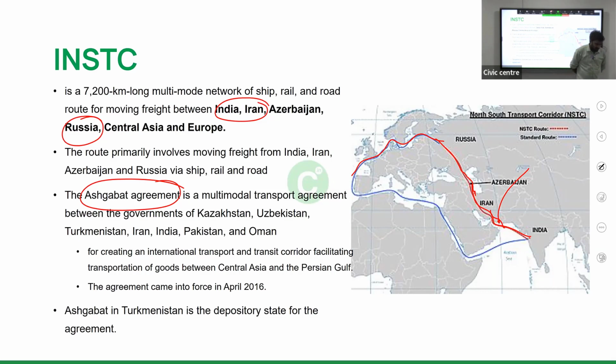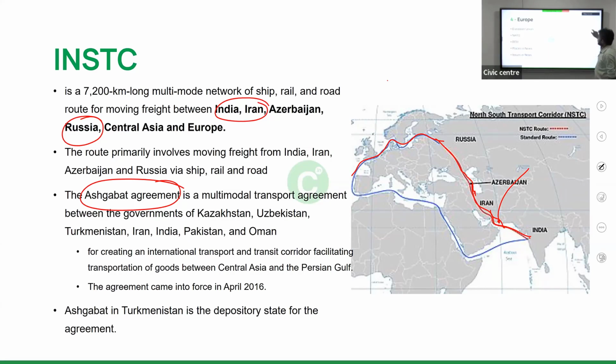Ashgabat is the capital city of? Yes, Turkmenistan. Directly they will copy and... Thank you for sharing. The organizations and the Chadurnara.